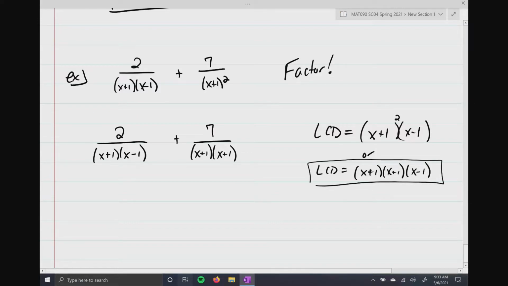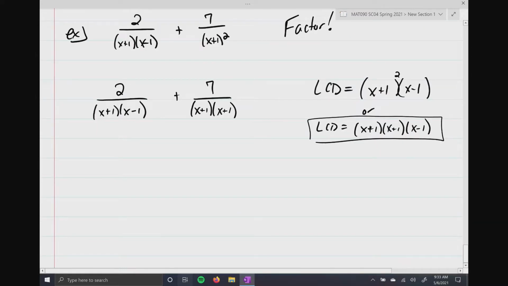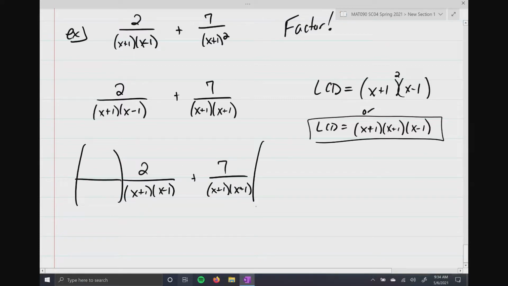Now, are there any questions about how I arrived at my LCD? All right. So I'm going to multiply by some fraction. Let me just write this real fast so I can talk to you. Here's what we know. We're going to multiply both rational expressions by the number 1. We're going to be really clever on how we write that number 1. Also, we need to make our denominators look exactly like the LCD.